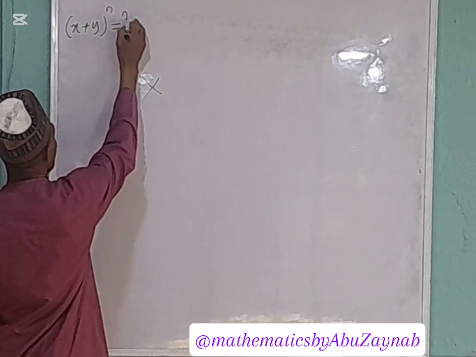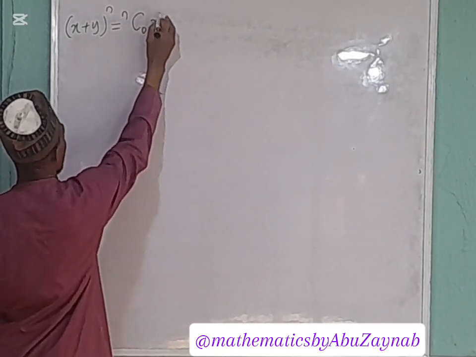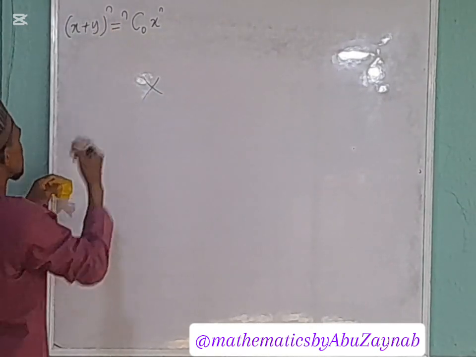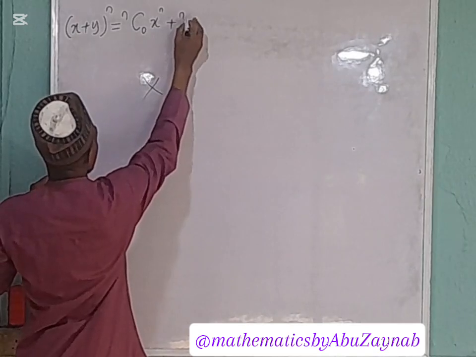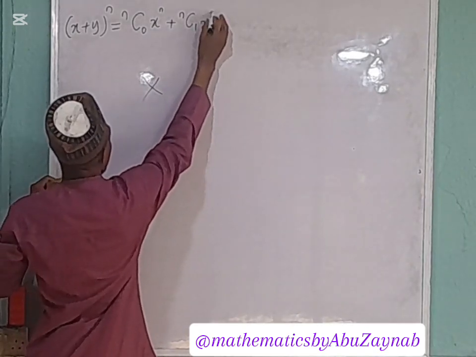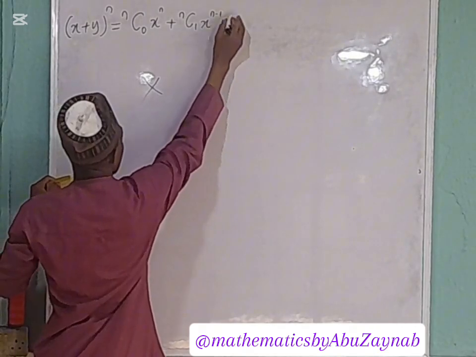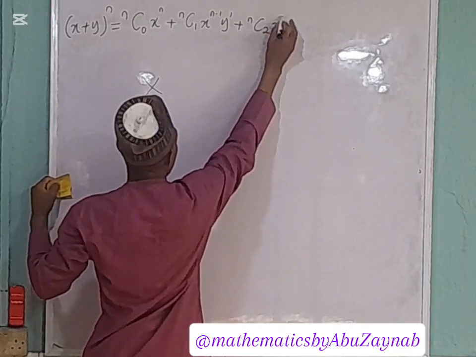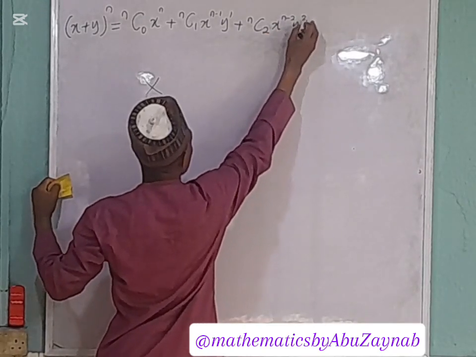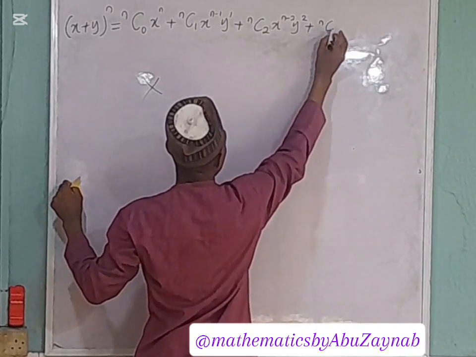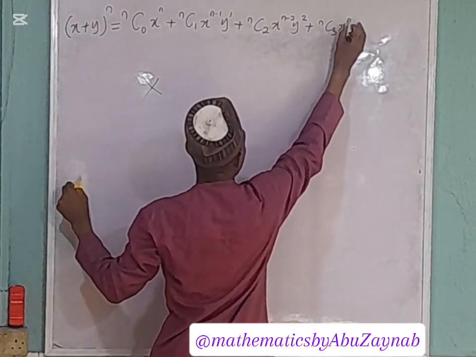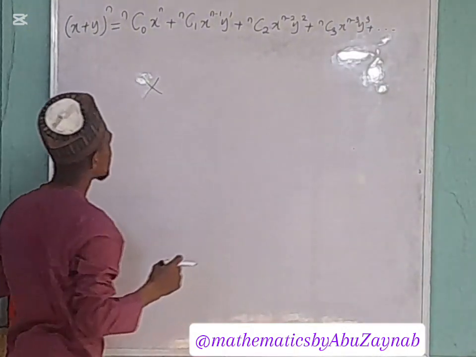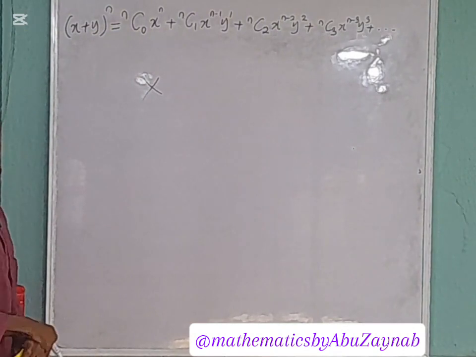So you have nC0, then x^n. Remember, the first value always assumes the full power. Then subsequently, it decreases by 1. So we have nC1, x^(n-1), then y^1, plus nC2, x^(n-2), y squared, plus nC3, we have x^(n-3), y cubed, and so on. This is the binomial expansion formula.